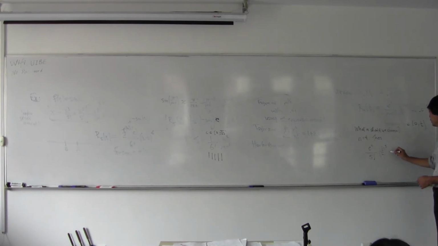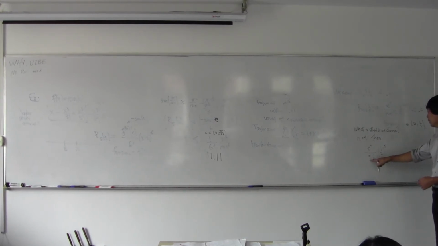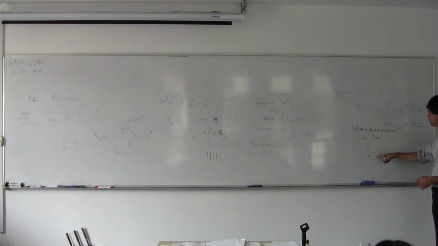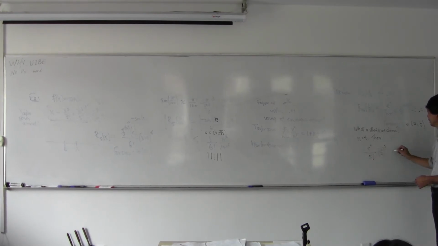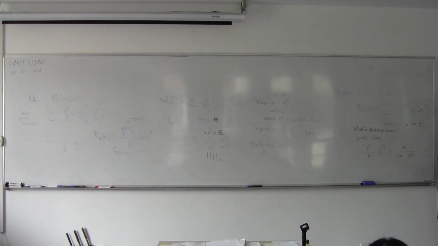You get 5 factorial, which is like 120, right? So you get 120 and you get 32. Actually, this is more than we need. This is smaller than e to the 1 over this, right? So this is certainly, actually this is much better than we need. Probably I could take n to be 3 or 2.